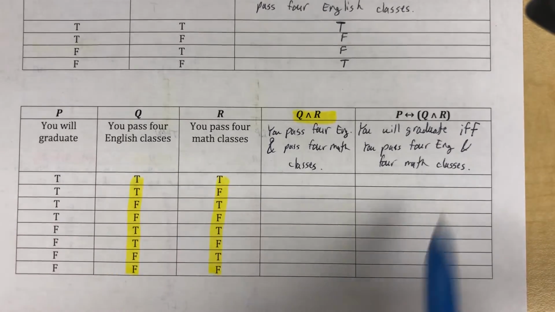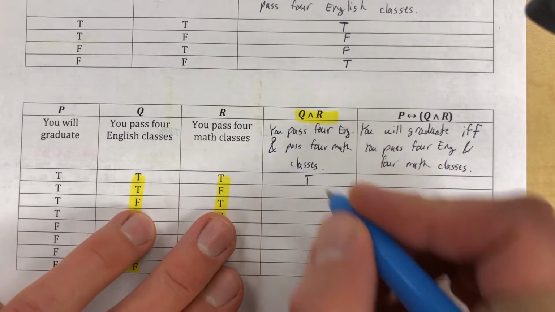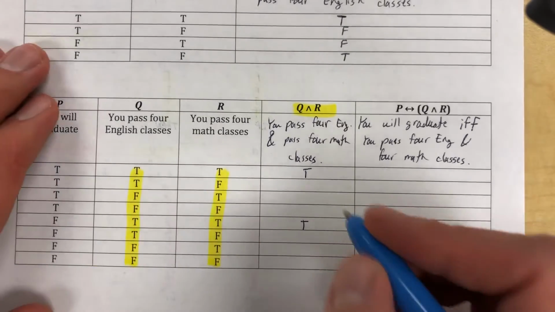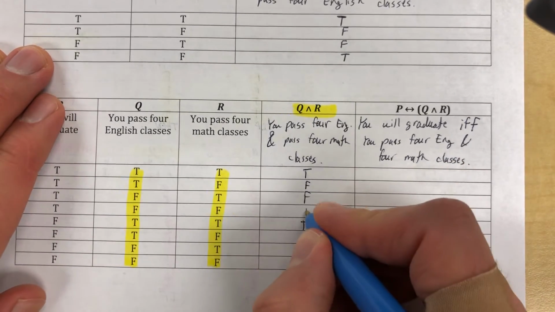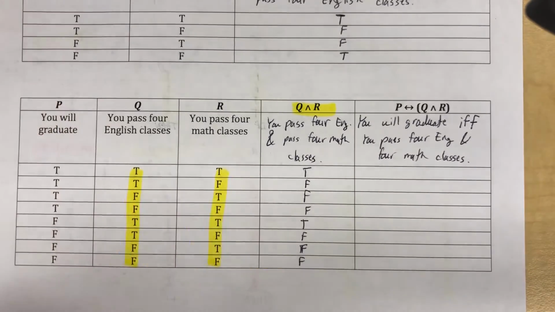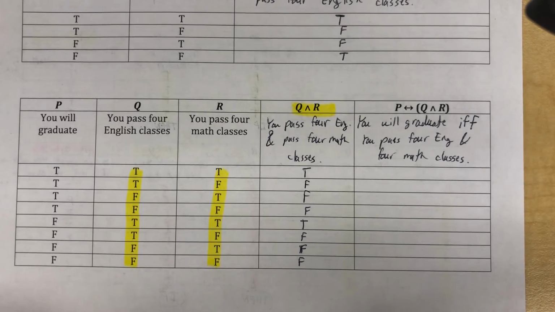I was speaking about this over here for a moment. All right, I need two truths to make it true. There we go. All right, that's it. Everything else is false. Sometimes when I do these, I leave off the F's. I just put the T's. Makes it easier. Makes it incomplete, but it makes it easier.